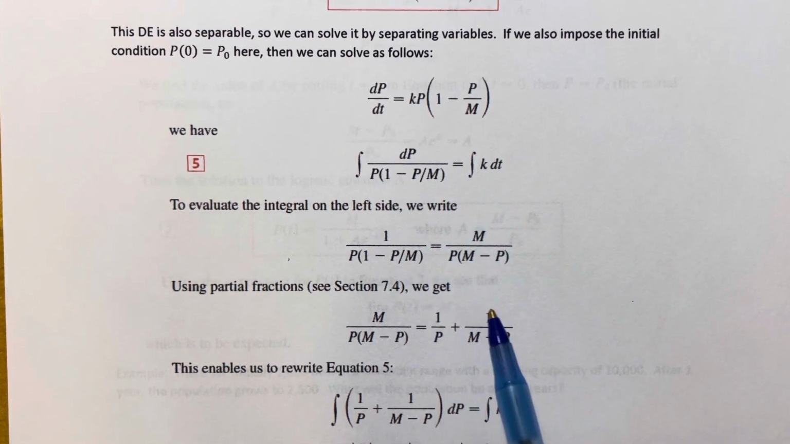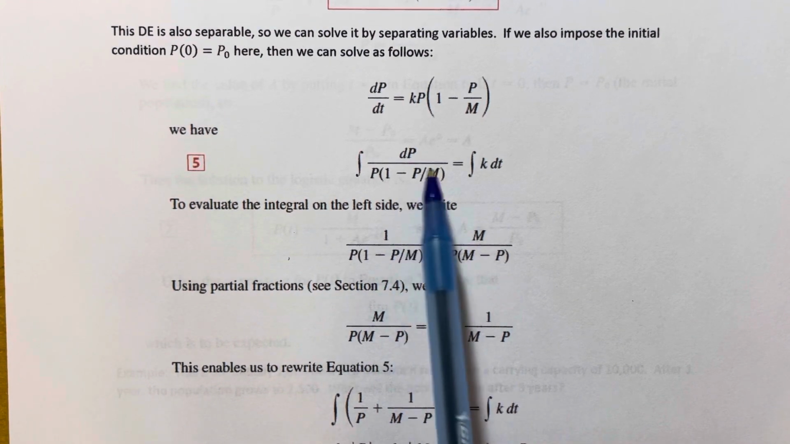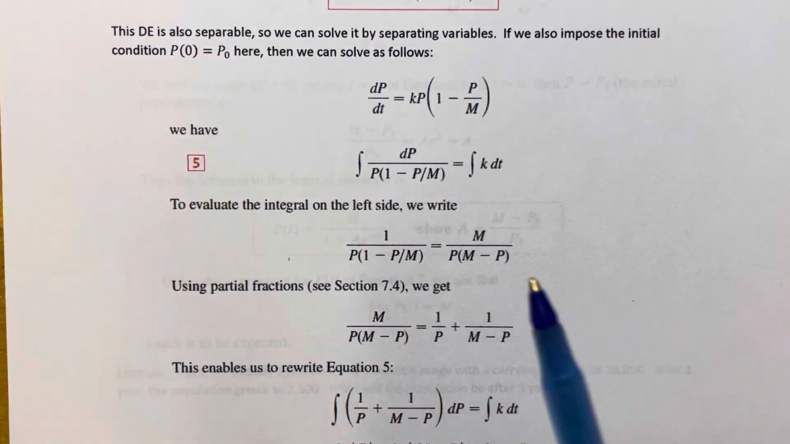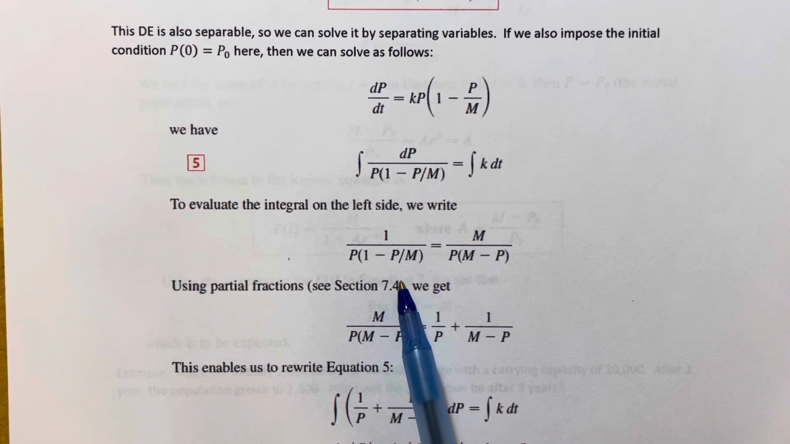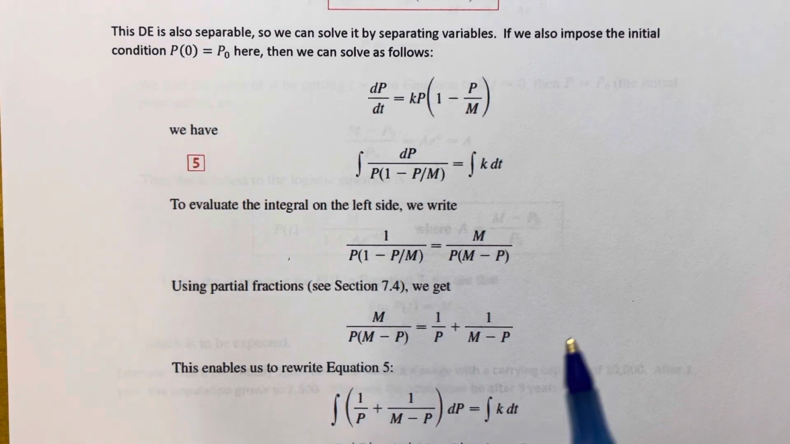equals k dt. Now what I want to do is integrate both sides of this like we do when we separate variables. And there's a little bit of work that we can do on this integrand to make that work out the way we want it to.